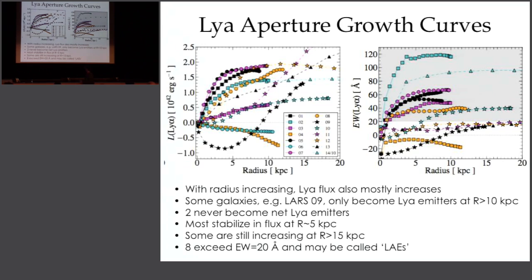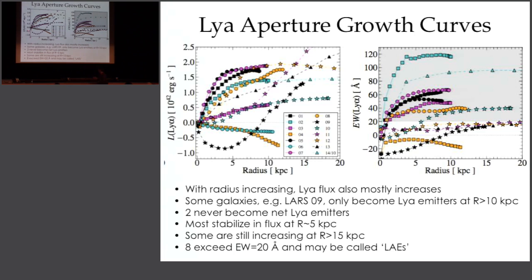There are counterexamples. Not all are counterexamples, but there are galaxies that grow much more slowly, and particularly these two large galaxies here. You see the Lyman-alpha flux is still increasing with increasing radius out to radii of 20 kiloparsecs. These are the ones that have particularly large halo emission.